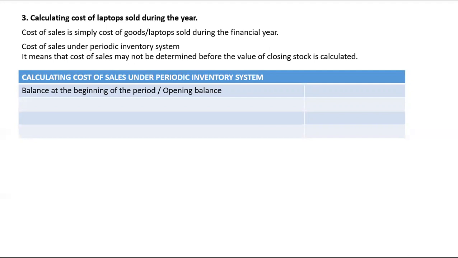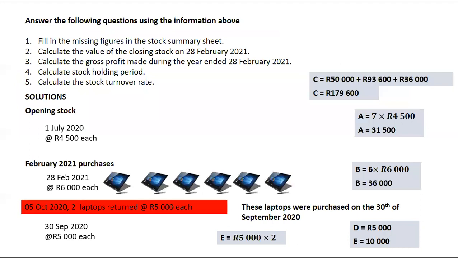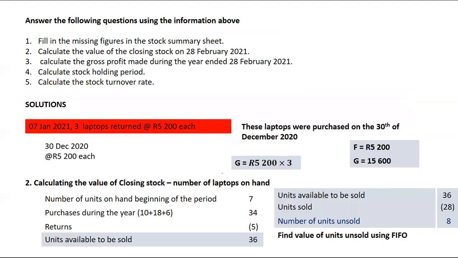It's simply opening balance, you add your purchases, you minus your returns or any trade discounts, and obviously we have 179,600, which is our total purchases. We minus our returns, which is 28,000. Question is, how did we get that 28,000? That 28,000 was made up of 2 laptops which cost 5,000. I'll go back to it. These laptops here cost 5,000 each, and 2 of them will be 10,000. They were returned to the supplier, plus these 3 laptops here that were returned to the supplier, and the cost price of these laptops was 5,200, and you multiply that by 3.